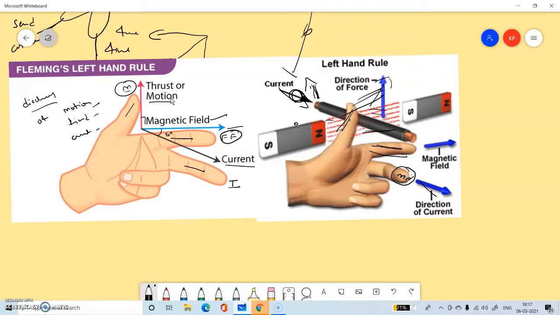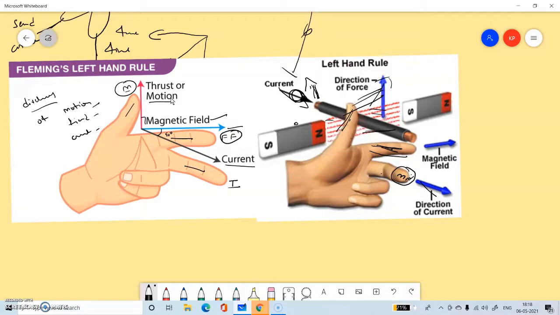That means these two fingers will be changed and the direction of this finger will not change. So the direction of the middle finger and the direction of the thumb will change. That will show you that if the direction of current changes, then the direction of the force will also change. The direction of the magnetic field will not change, but if you change the direction of the current, then the direction of the force will also change. If there is any problem, you can see it by your own experience.